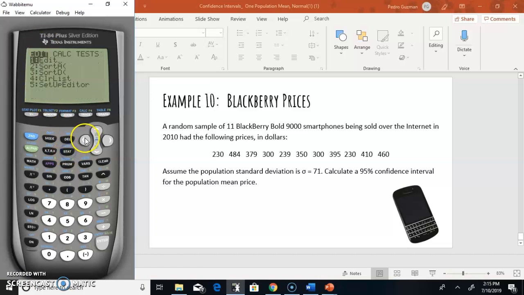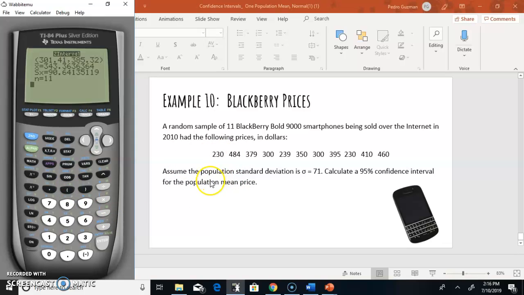Now we're going to go to Stat. We're going to choose Test, and we'll choose 7 Z interval because we know the population standard deviation and we're estimating a mean. This time choose Data. That changes the things it asks for. Sigma is 71. My list is where the data is, L1. Frequency stays 1. Confidence level changes to 0.95. Calculate. So we are 95% confident that the population mean price is between 301.41 and 385.32.